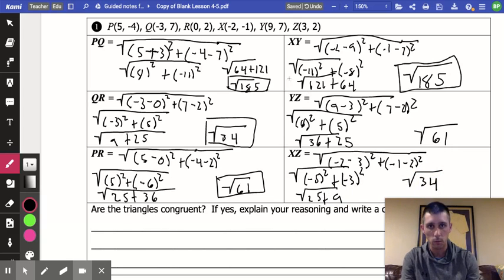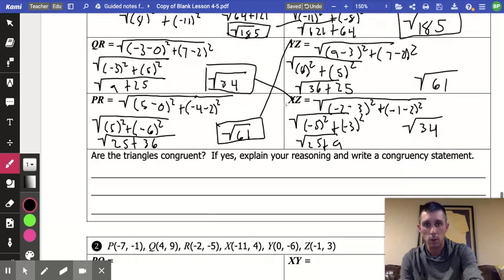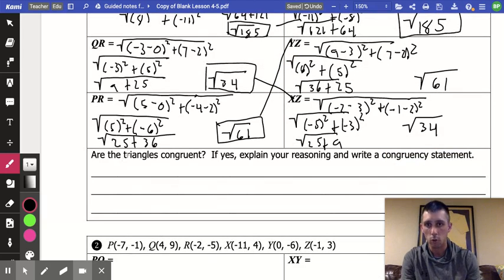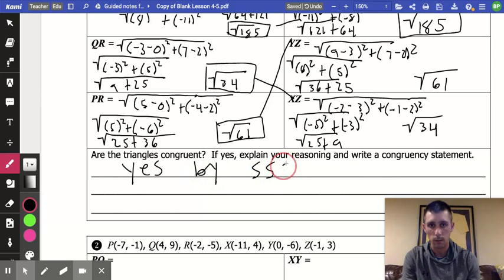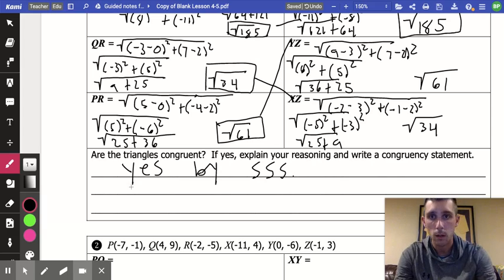So let's see. 185s, yes, I have a match. Square root of 34s, I have a match. Square root of 61s, I have a match. Since I have a match in all three of them, are they congruent? Yes. By side, side, side. If you don't have all matches, then they would not be congruent. All right, there you go.